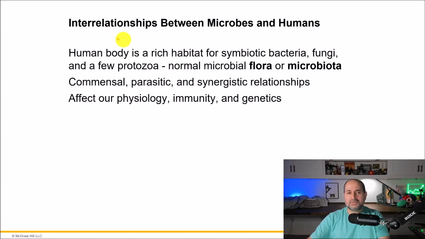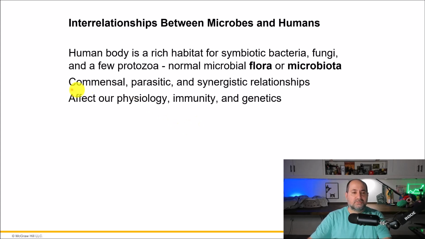Now let's talk about interrelationships between microbes and humans. The human body is a rich habitat of symbiotic bacteria, fungi, and a few protozoa. This is known as your normal microbial flora or microbiota. In fact, did you know that you have more microbes that live on your body than you do your own number of cells? So that's nucleated cells anyway. So isn't that neat that you actually tote around on your body more microbes than you actually have your own nucleated cells? Think about that for a second.